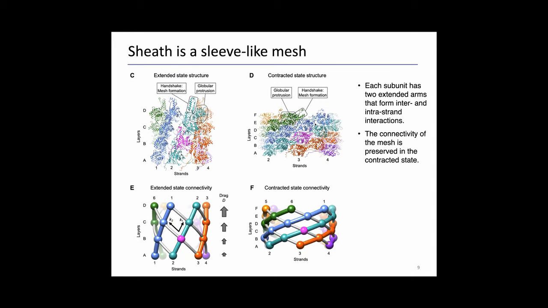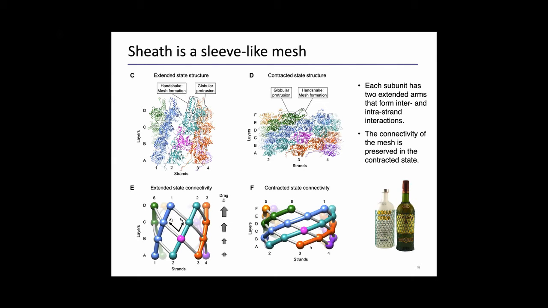In the contracted state, even though the structure is dramatically different, in reality the connectivity is maintained. So we still have the same strands and the same inter-strand connectivity. In fact, this is reminiscent of the sleeves that you put on liquor bottles. We have this deformable sleeve, so that it can adapt to different shapes.